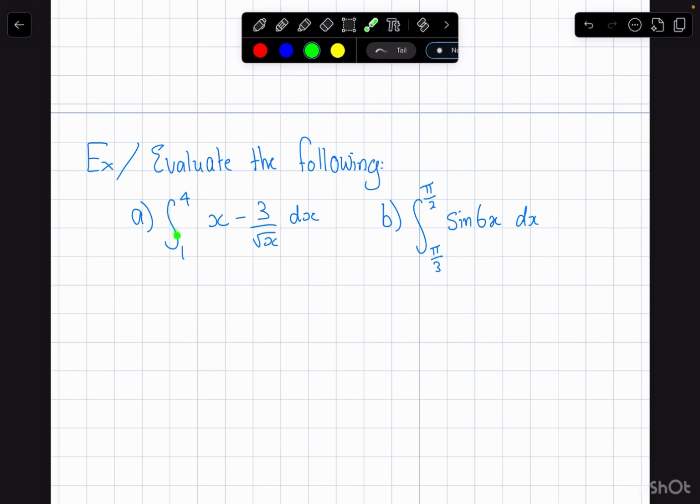So the first one, I want to integrate from 1 to 4 of x take 3 over root x dx. Now, in this case, this root x on the bottom is a bit of a problem. Can't integrate it as it is, so let's first bring that to the top with a negative index, so x minus 3x to the negative a half dx.